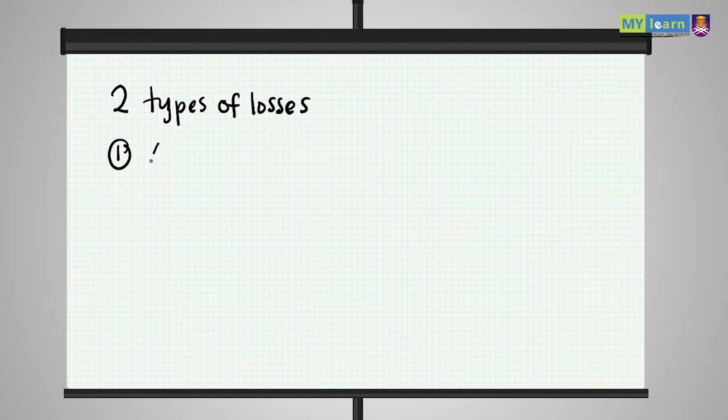Welcome back everyone. Right now we are going to teach you the calculations of losses in a piping system. In a pipe system, there are losses, and we have two types of losses. The first one is called major losses. Major losses are caused by friction in a long pipe.